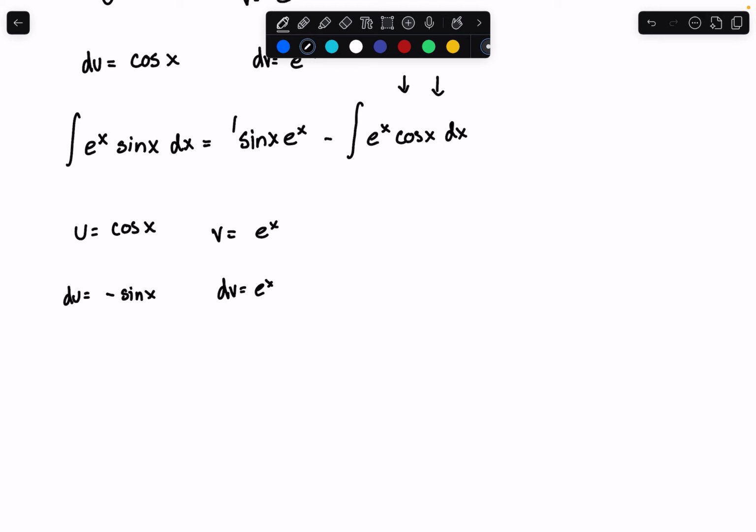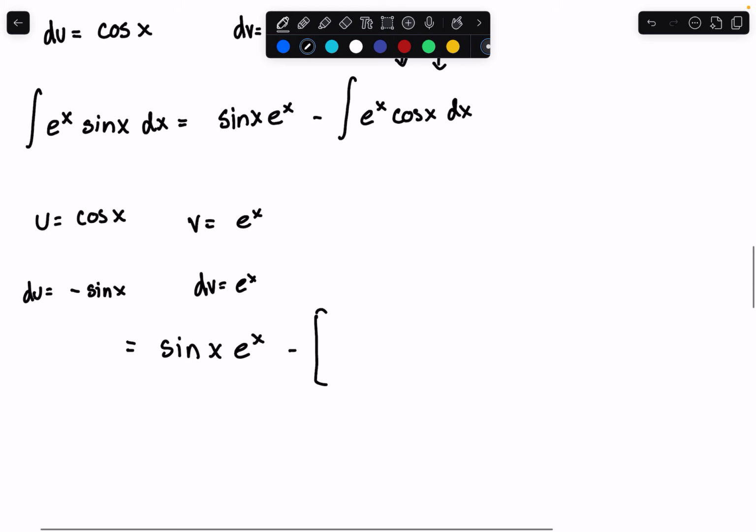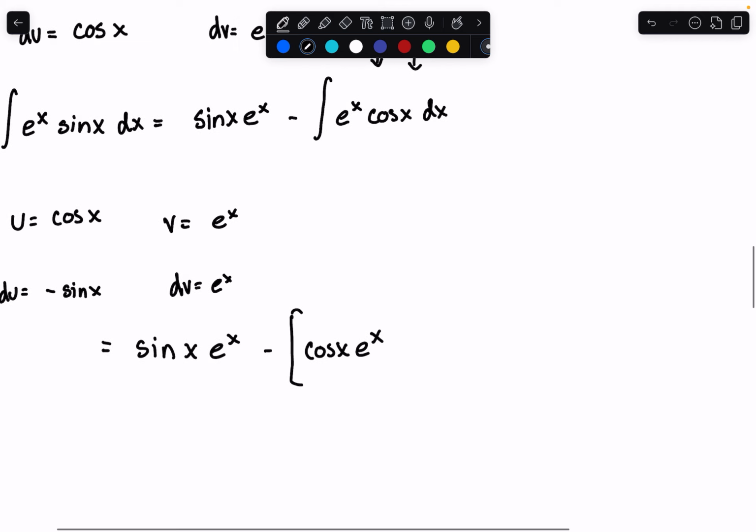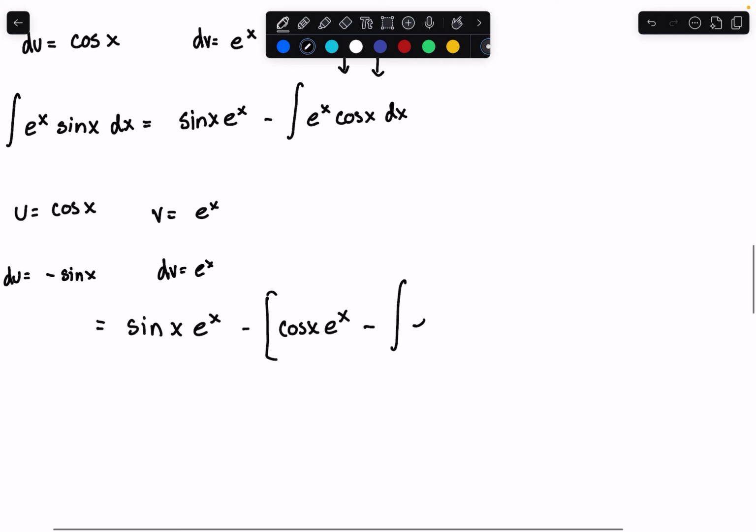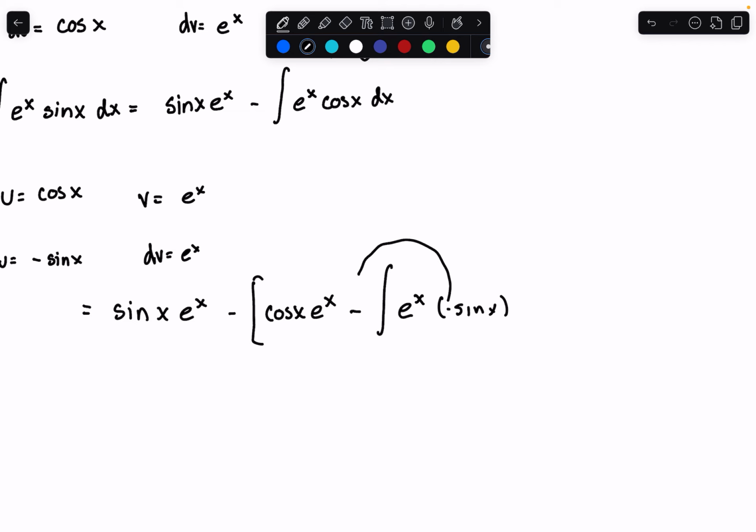So this whole expression is equal to sine x e to the x minus, now we're going to use integration by parts, cos of x e to the x minus the integral of v du. So e to the x, and now we would be multiplying by negative sine x, but we're going to take the negative out. So we're left with plus e to the x sine x.